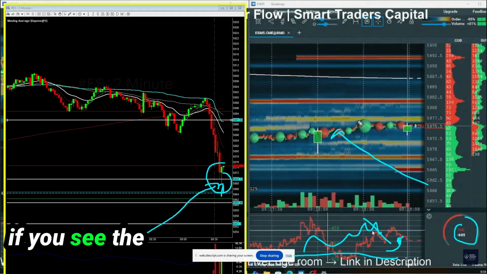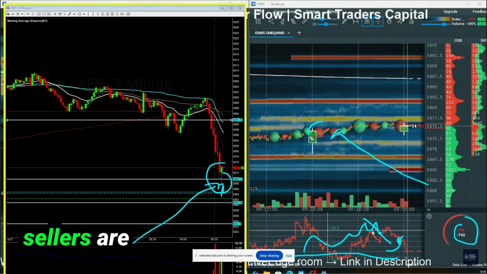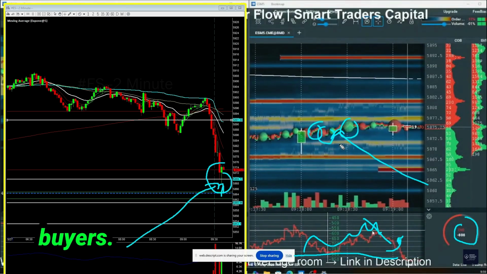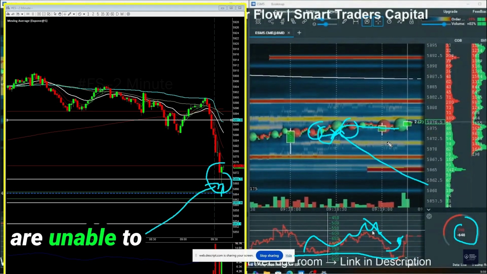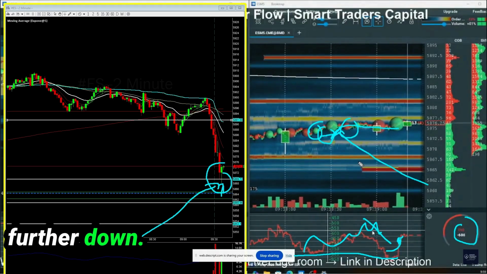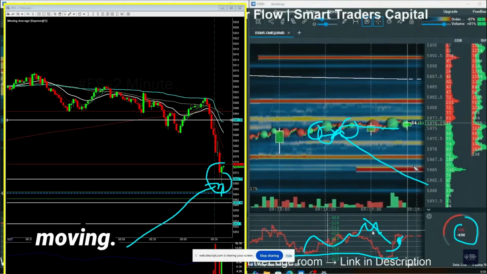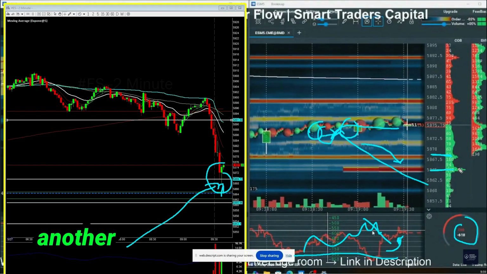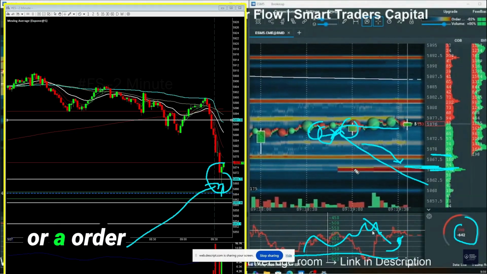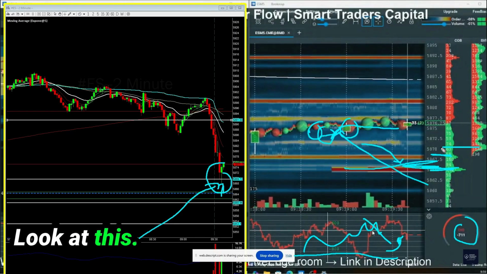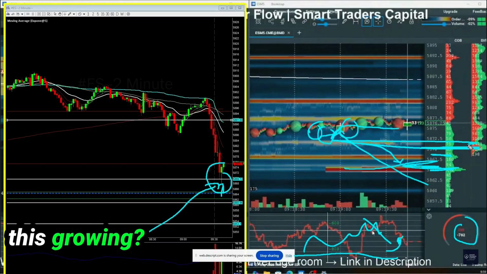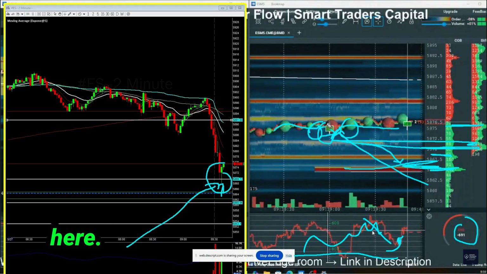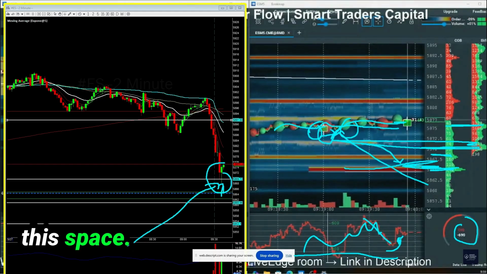Now slowly you can see the aggressive sellers disappearing and turning into aggressive buyers. The sellers are unable to take the price further down. Now price is just starting to move away from this level. Look, there's another buyer, or an order, sitting here. Look at how big this is growing. People are accumulating here. There's accumulation going on in this space. A lot of buying happened.